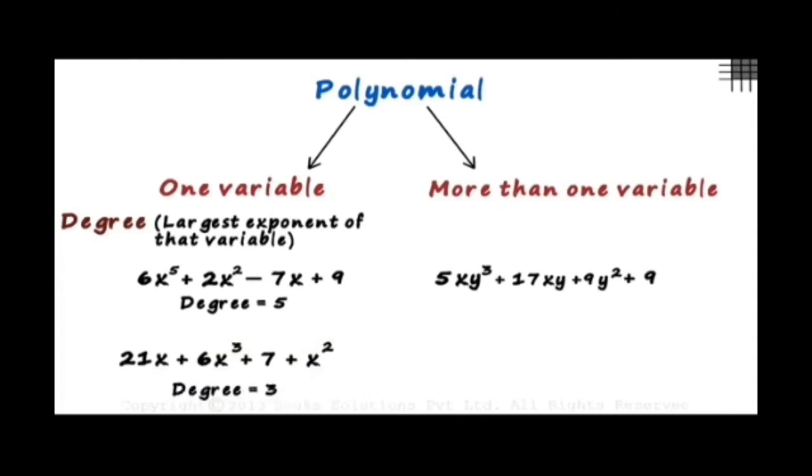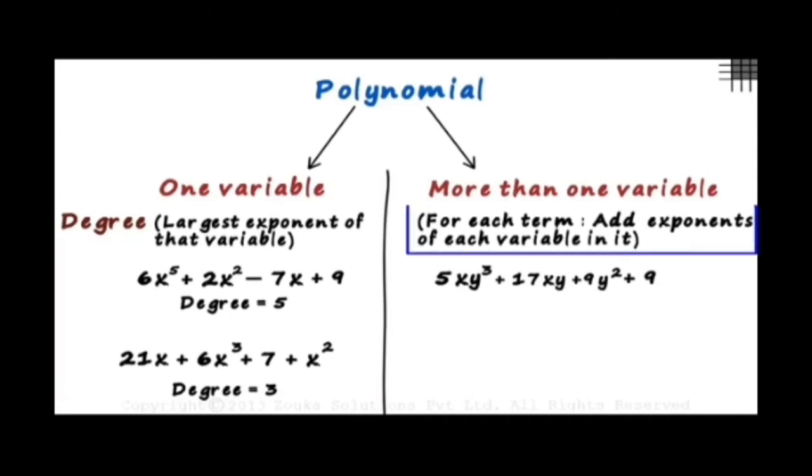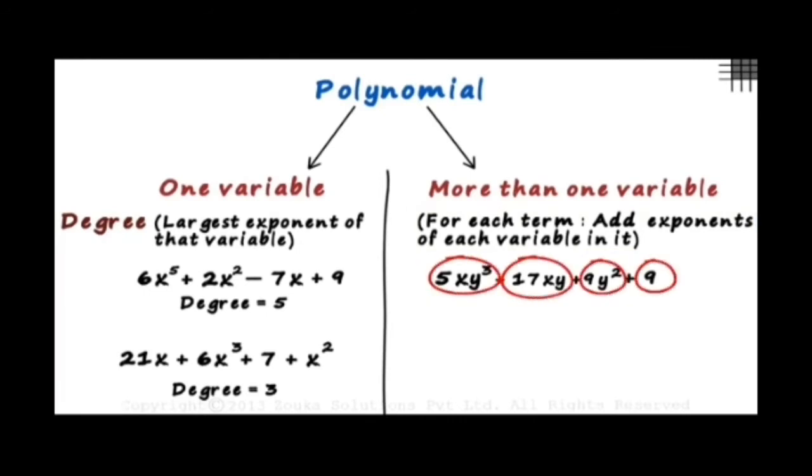Now let's learn about the second category, polynomials with more than one variable. For each term, we add the power of each variable in it. Let's consider an example. In this polynomial, the first term is 5xy cube. We have to add the power of each variable in it. Power of x is 1 and y is 3. So for the first term, we consider power 1 plus 3, which is equal to 4.